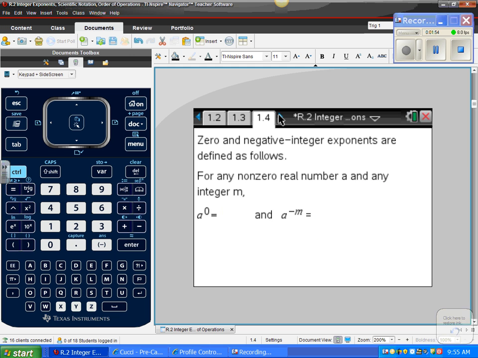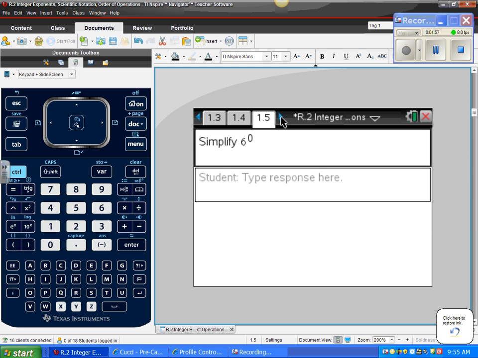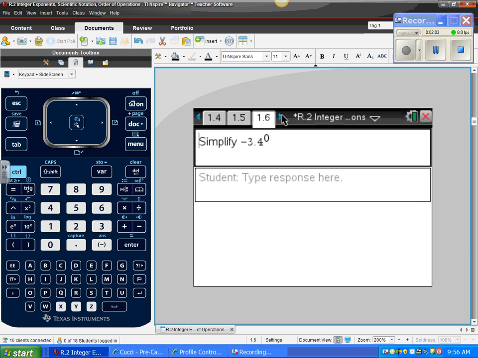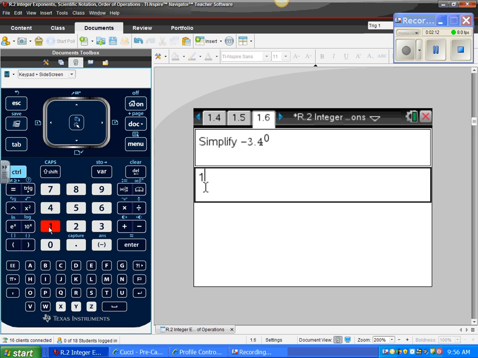All right, so this should be very quick. Simplify 6 to the 0 power, and we get a value of 1. Okay. Negative 3.4 to the 0 power. Again, very quick. Answer is 1. Anything to the 0 power is 1.